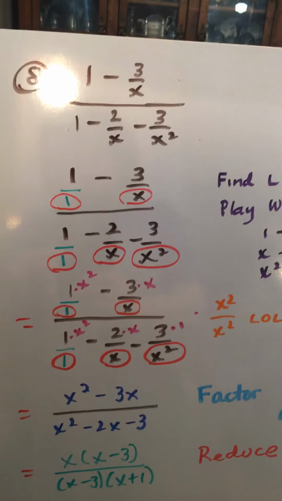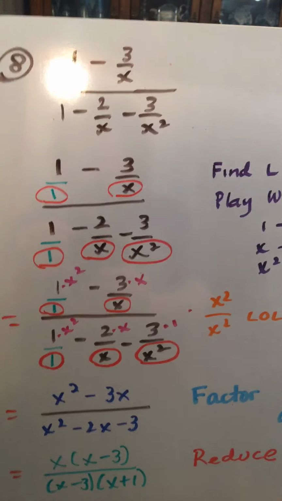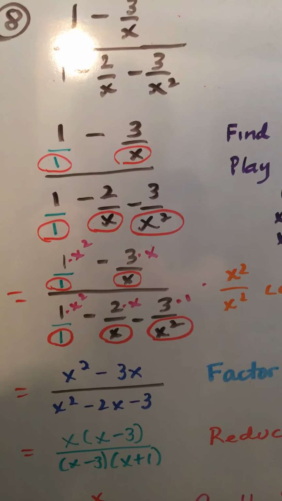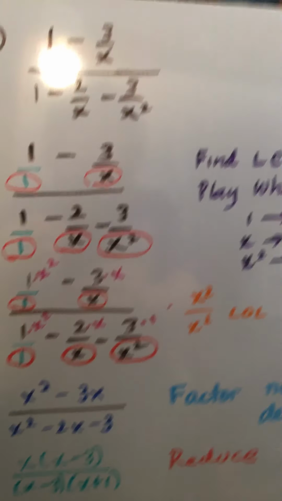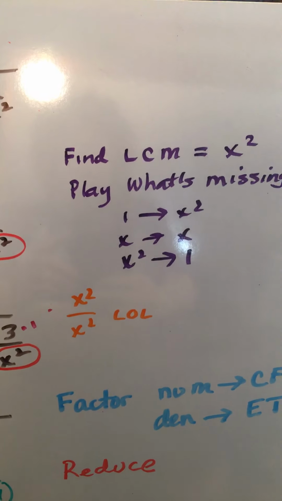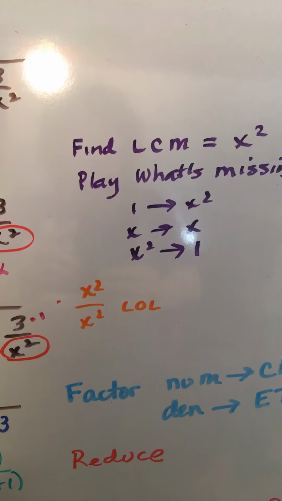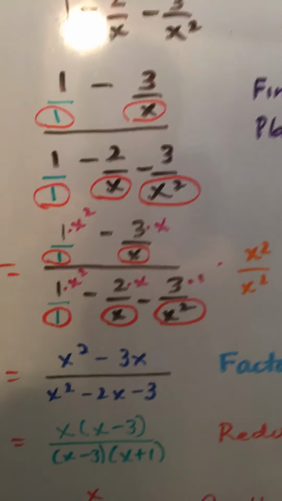Here's the original problem. Notice I put in the ones and I circled the denominator. When I looked at those circled denominators, I see 1x and x squared. So the lowest common multiple or common denominator is x squared. 1 needs an x squared, x needs an x, and x squared needs a 1.